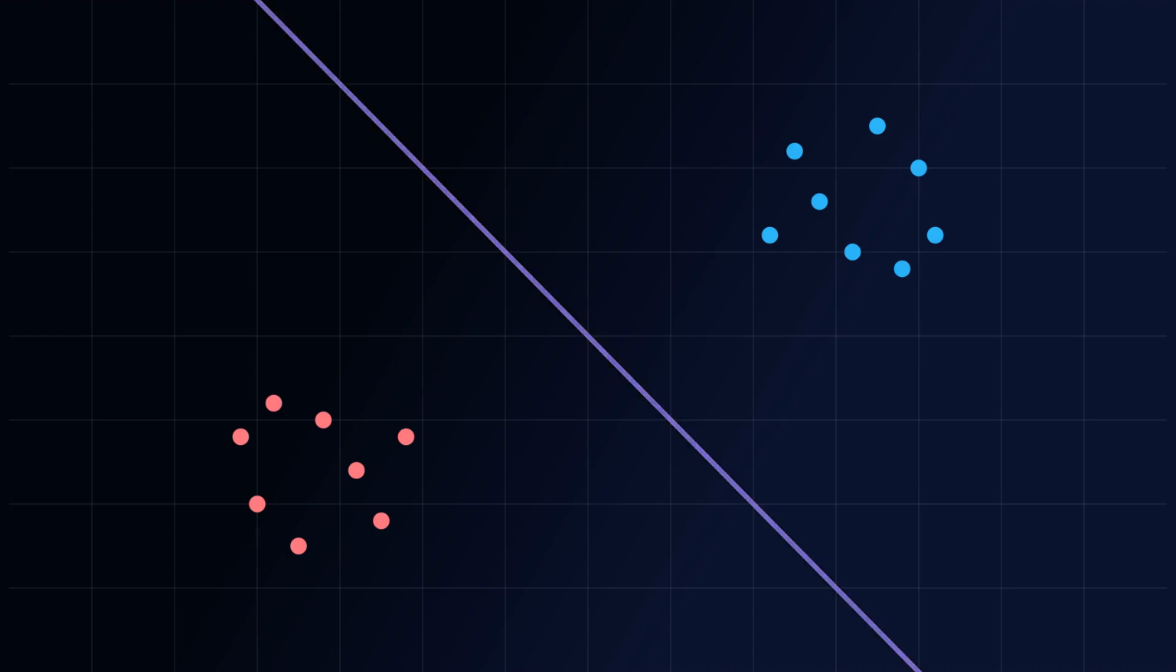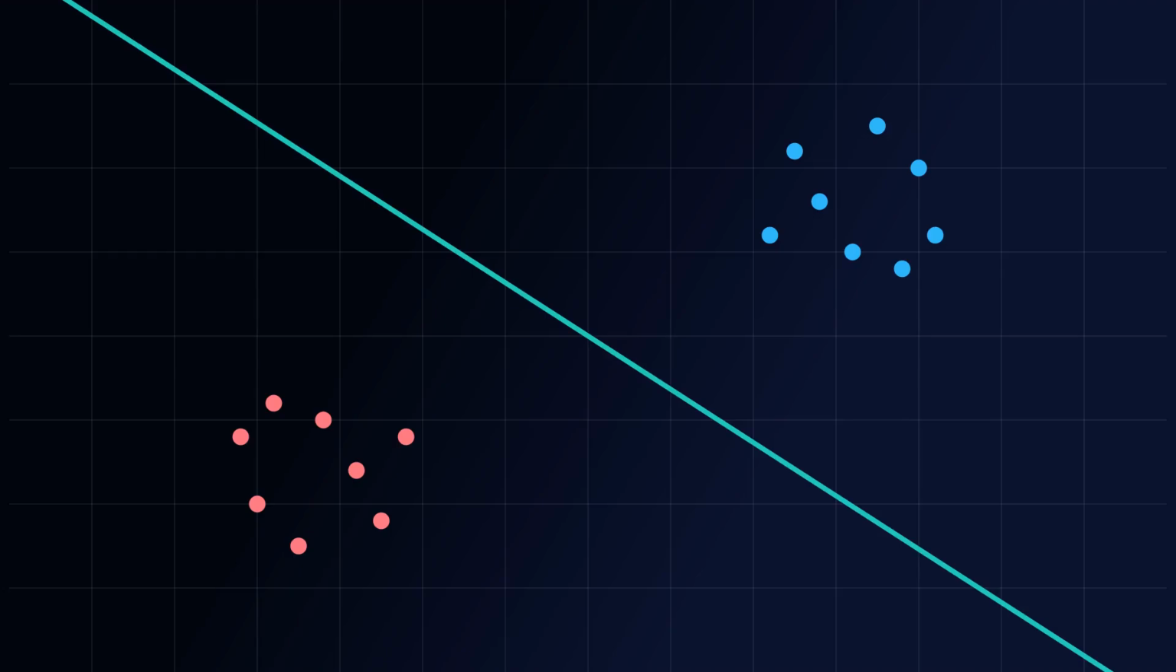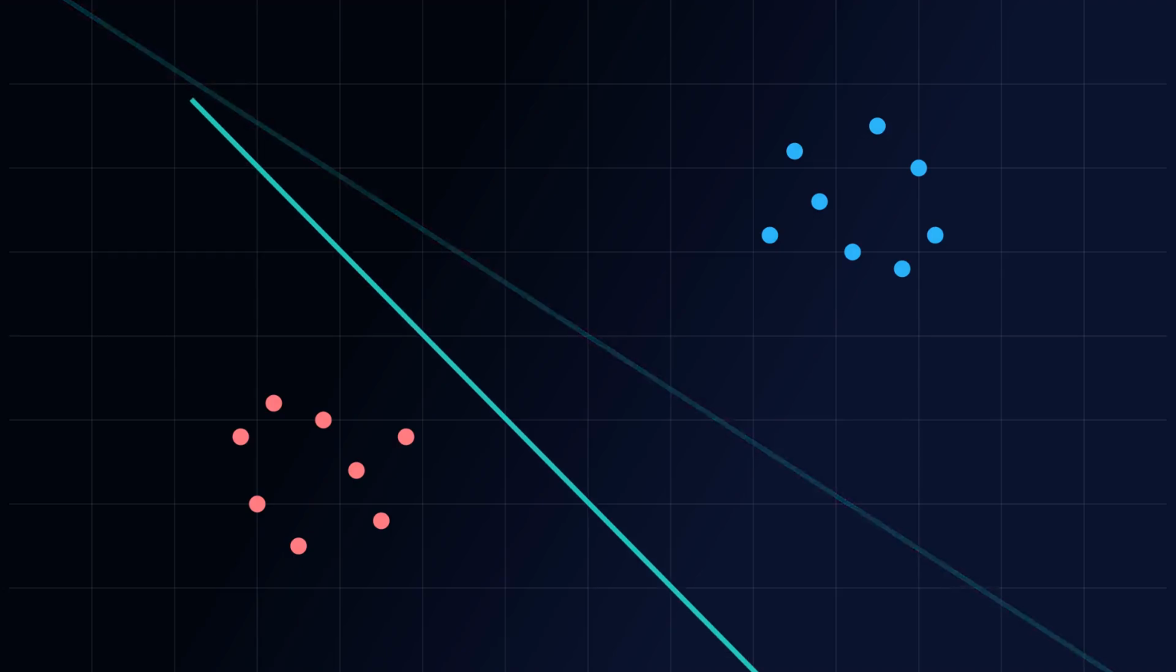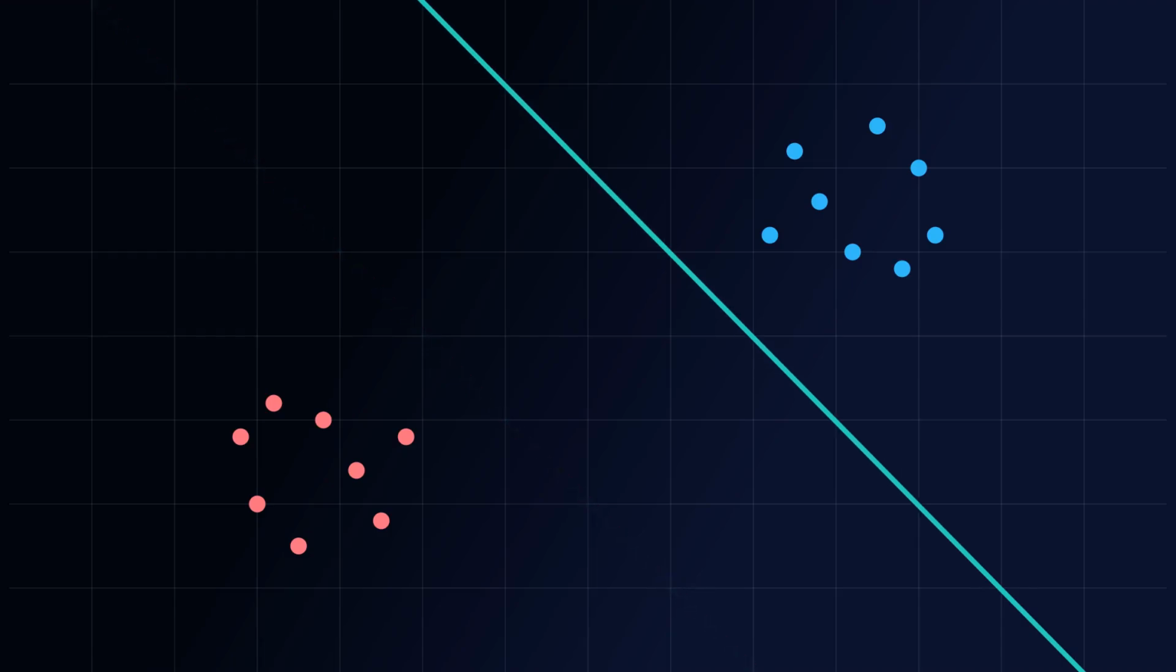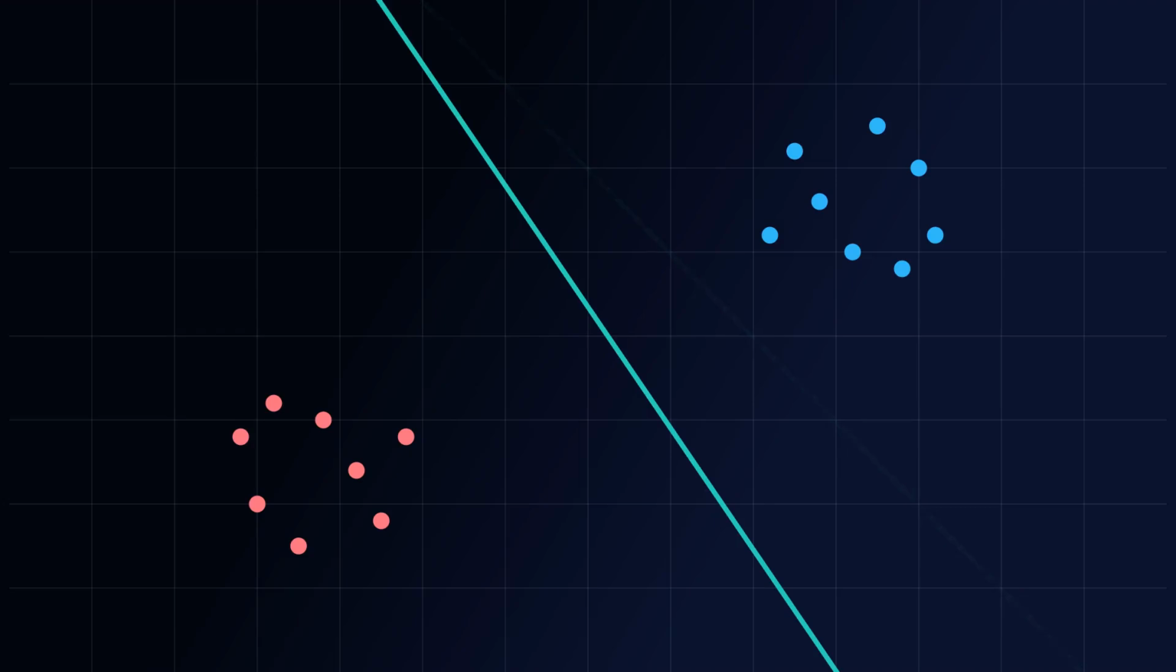Watch what happens when I try a few different lines. Each one still separates the colors perfectly. This one tilts left, this one hugs the reds, this one leans toward the blues. All of them get a perfect score on the data in front of us. So if every one of these lines is correct, what makes a good separator different from a merely acceptable one?